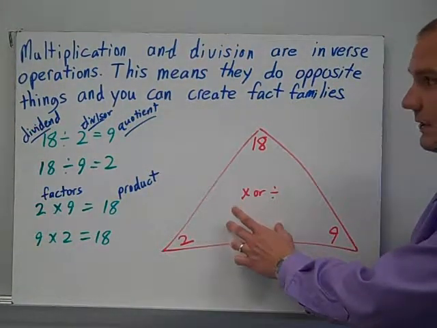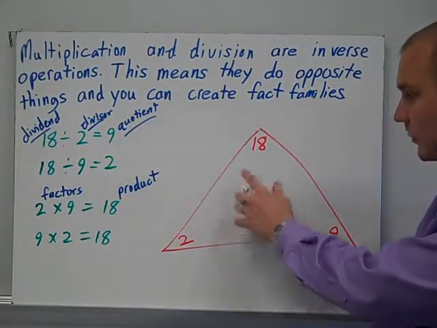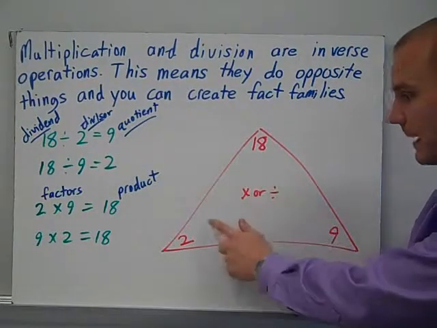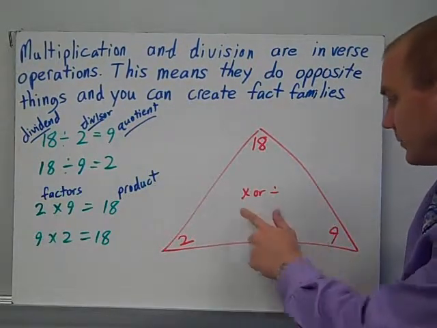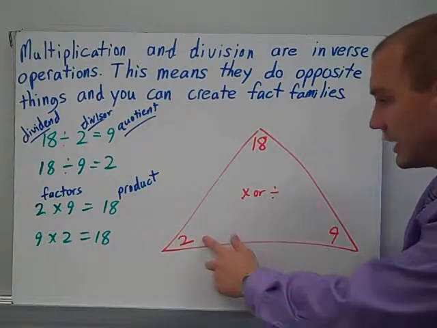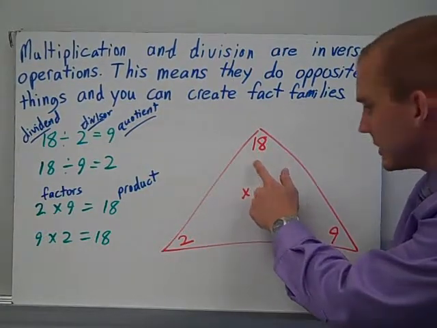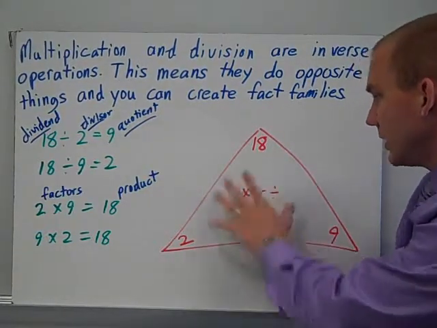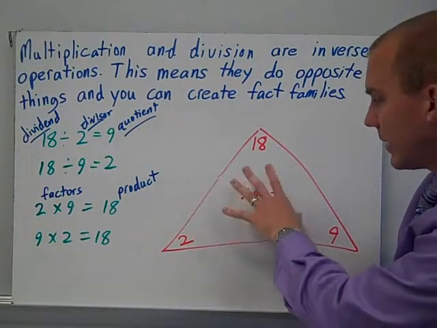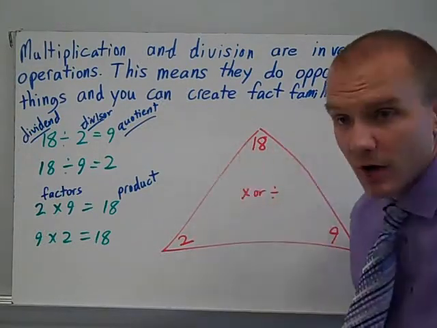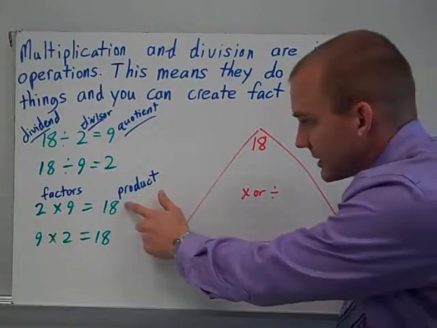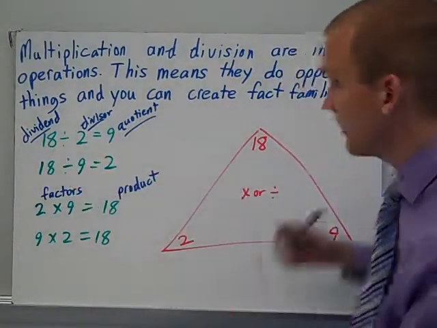You can also create a fact family triangle, where you have 18 at the top, and then you have 2 and 9 at the bottom. You can either multiply or divide. So you know 9 times 2 is 18. 18 divided by 9 is 2. You can multiply or divide any way, and you just know that you're always going to get the other numbers. Be careful with 18, because that always has to be the product or the dividend.